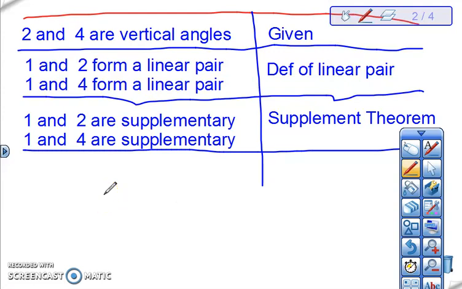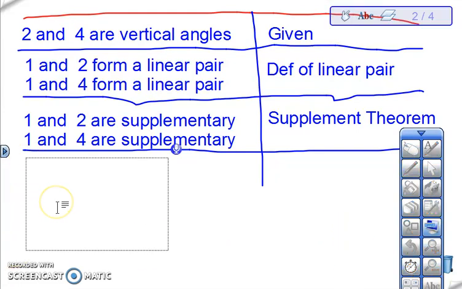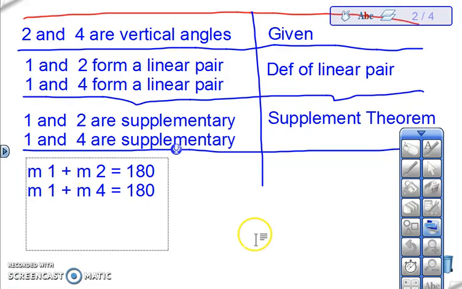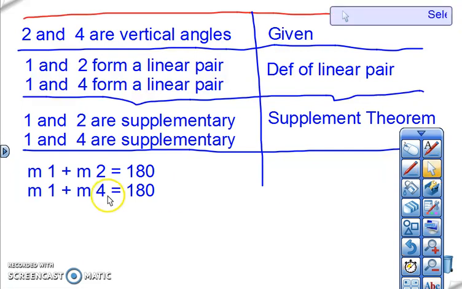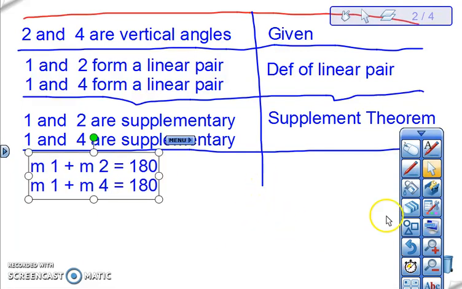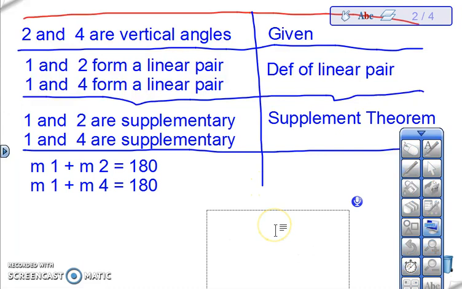All right, so if angles are supplementary, what does that mean? Well, it means that their measures add to 180. So the measure of angle 1 plus the measure of angle 2 equals 180 degrees. We also know that the measure of angle 1 plus the measure of angle 4 equals 180 degrees. And that is based on the definition of supplementary.